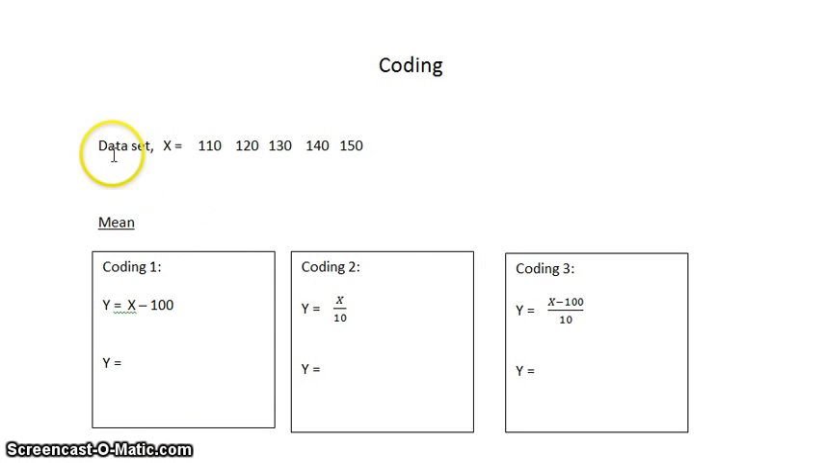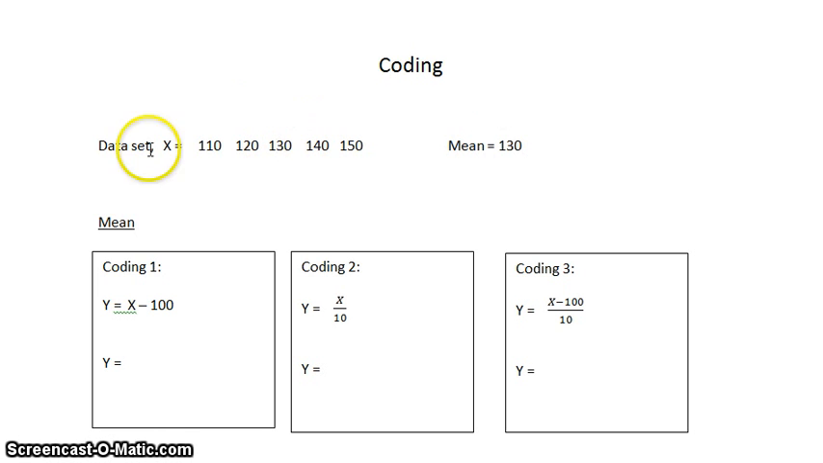And I'd like you to have a look at this data set, which we'll call X. And here's the numbers 110 and so on. And we're going to have a look at the mean to start with, and you can probably spot from a bit of symmetry that the mean of this data set X is 130. You could do the calculations to work that out and check, but the symmetry tells us the mean is 130.